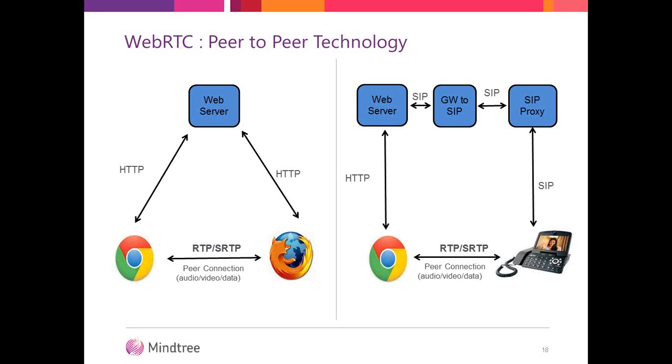WebRTC works. Suppose you are communicating between two browsers, then you can do your signaling over the HTTP protocol. But suppose you want to interact from a browser to an IP phone that is based on SIP. Then you can connect to your web server over HTTP, the web server will connect to the SIP proxy using gateways, and then the SIP proxy will connect to the IP phone over the SIP protocol.